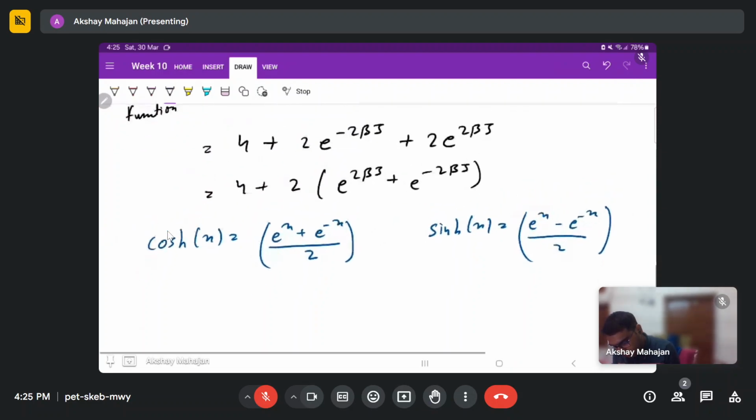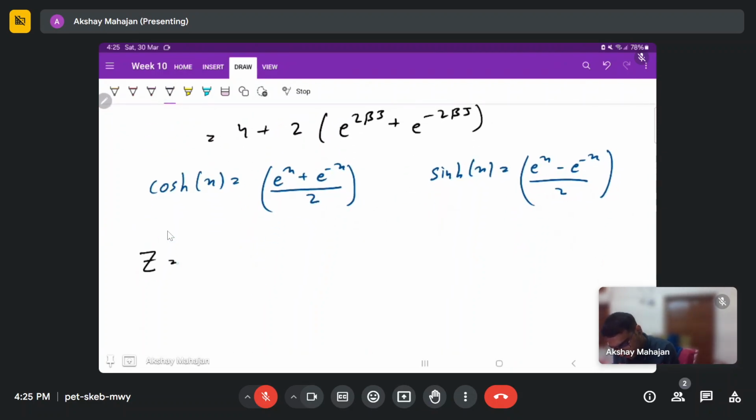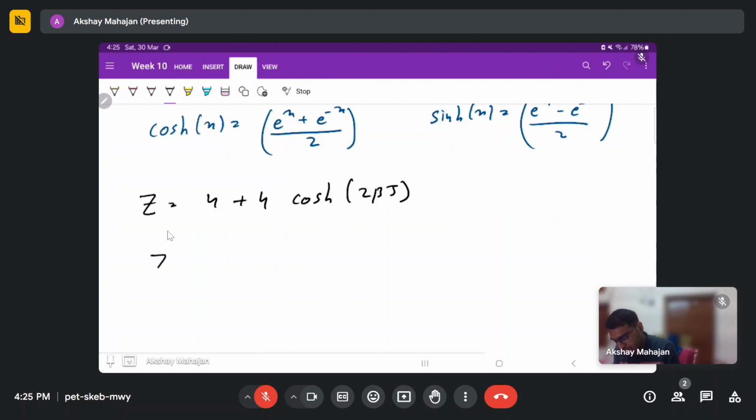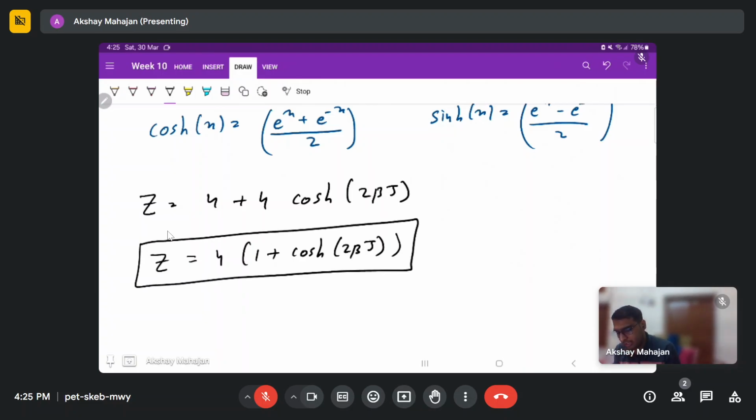Right, so from here we get Z will be equal to 4 plus 2 times, this could be written as 2 times cosh, so we get 4 times cosh, instead of x we will have 2 beta J. Alright, so I can write Z is equal to, our partition function, that will be equal to 4 times 1 plus cosh 2 beta J. Okay, so we have found the partition function.